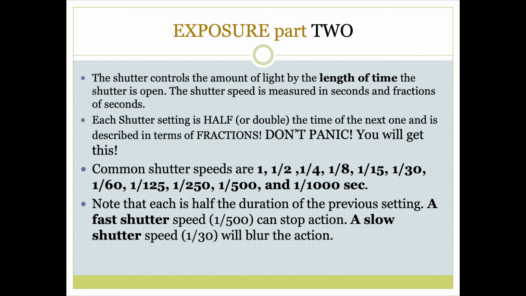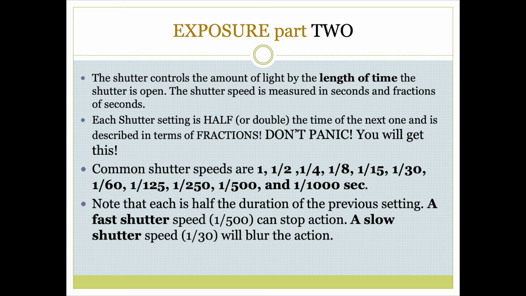Just like we have common f-stops, we also have common shutter speeds. And they are 1 second, half a second, a quarter of a second, an eighth, 1/15th, 1/30th, 1/60th, 1/125, 1/250, 1/500, and 1/1000 of a second. Those are the basic common shutter speeds. Note that each one is half the duration of the previous setting.